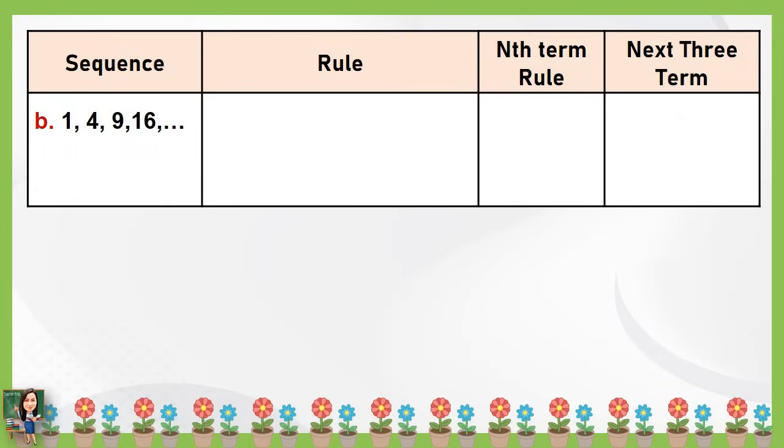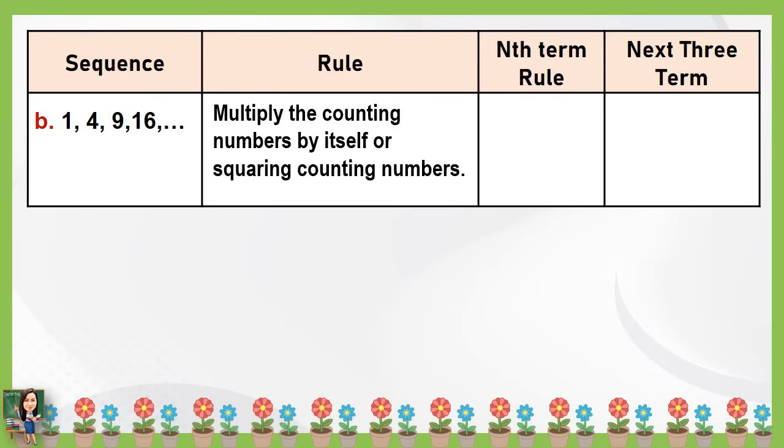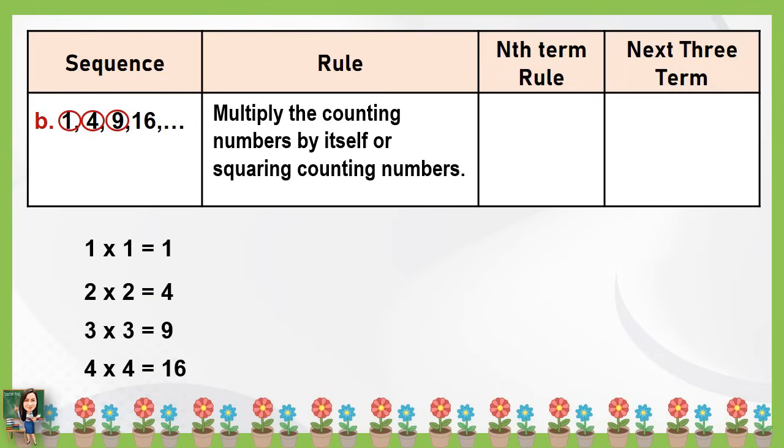For sequence B, the terms are 1, 4, 9, 16. The rule for this is to multiply the counting numbers by itself, or squaring counting numbers. So to get the term, multiply the counting number by itself. Like 1 times 1 equals 1. 2 times 2 equals 4. 3 times 3 equals 9. 4 times 4 equals 16. The nth term rule is n squared.